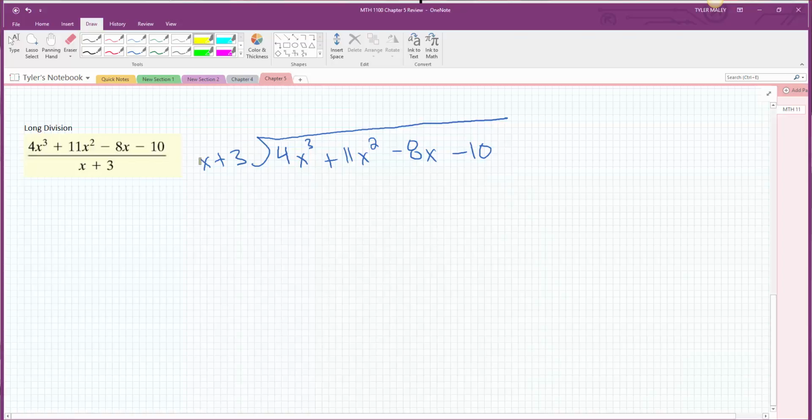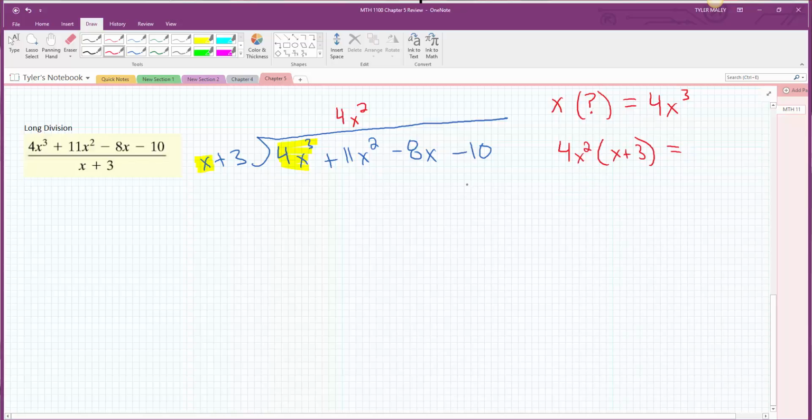Right? So how I work the long division problems is I only worry about the highest degree term that I have left. So I'm highlighting this in yellow. And what I want to think to myself, x times what will give me 4x cubed, right? And that will be 4x squared, right? So I would write 4x squared here, right, which goes right above 11x squared. And then you're going to take 4x squared times x plus 3, and then we're going to subtract it off, right? So this would give me 4x cubed plus 12x squared.